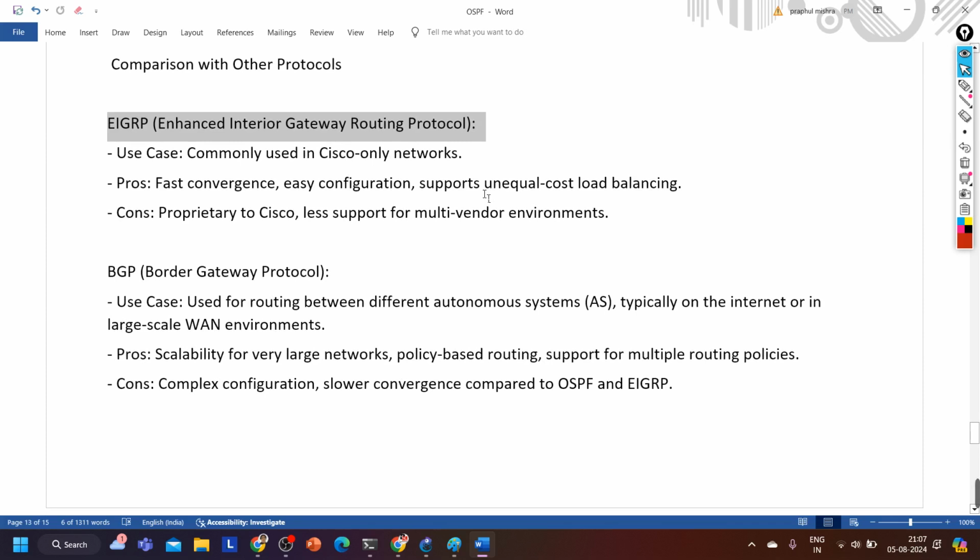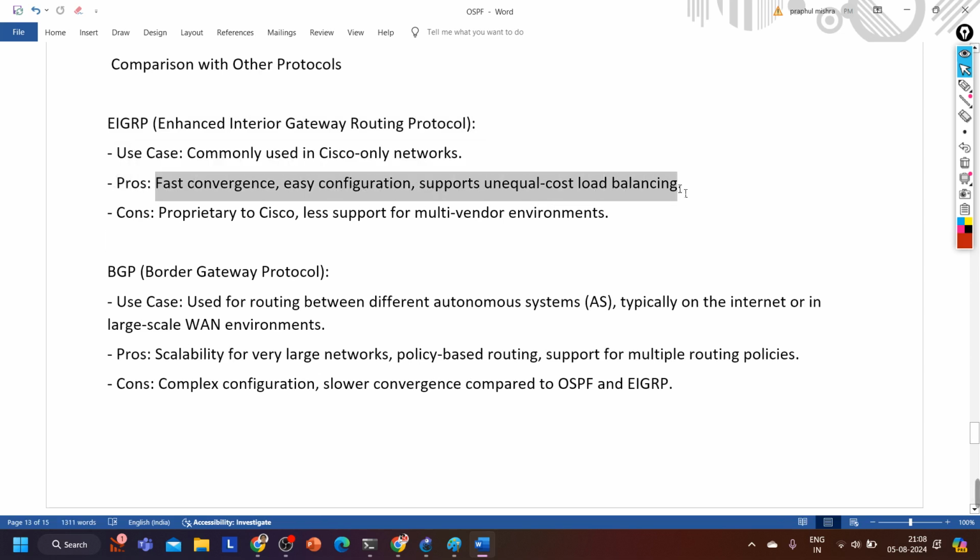Whenever you need unequal cost load balancing, then you will use EIGRP. Or if your priority is CPU, as I told you, OSPF is going to use more CPU than EIGRP. So again, if CPU is your priority, then you can use the EIGRP protocol, right? So you can see the pros and cons.